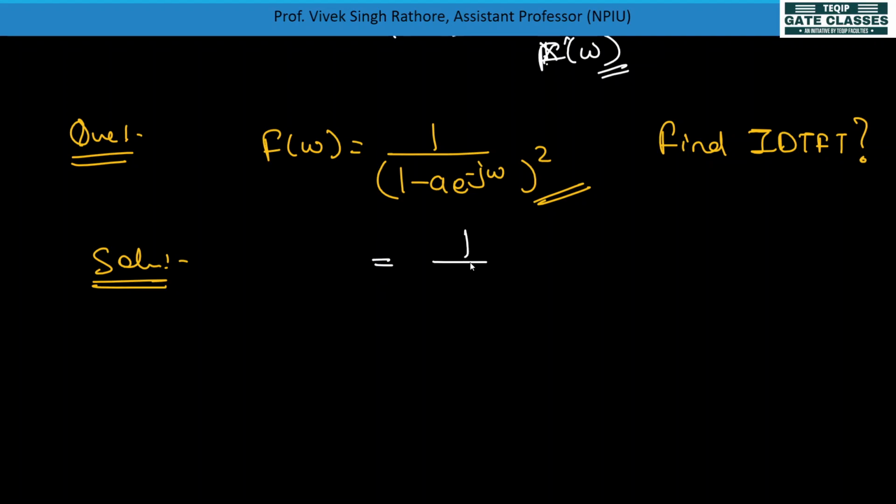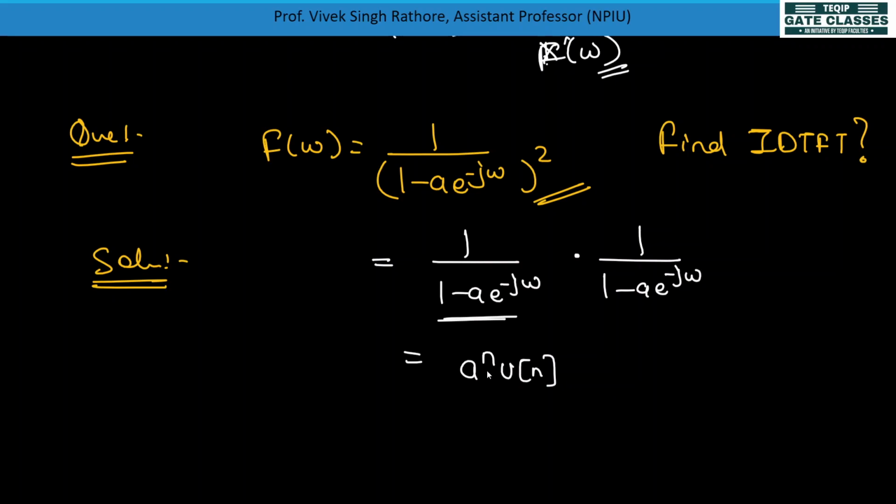F of omega can be written as 1 by (1 minus a e to the power minus j omega) multiplied by 1 by (1 minus a e to the power minus j omega), because it was squared. As you know, multiplication in the frequency domain will lead to convolution in the time domain. No problem for that, because we need to find the value in the time domain only. Its IDTFT value is nothing but a to the power n u of n. If you take the DTFT of a to the power n u of n, you will get 1 by (1 minus a e to the power minus j omega), and this is similar to convolving a to the power n u of n with itself. Both are similar only, no problems there.